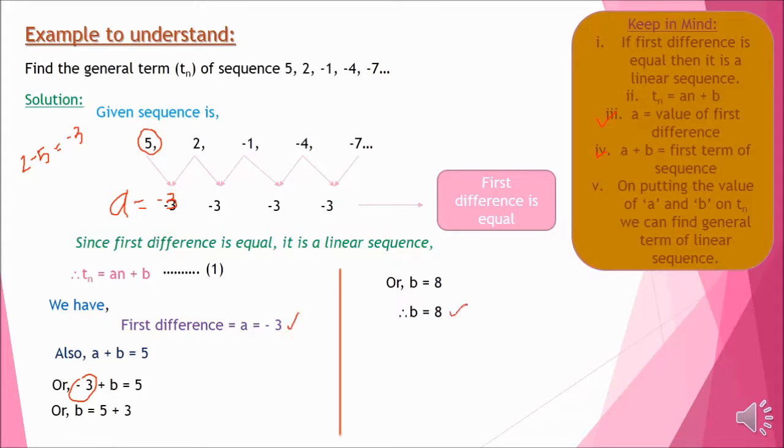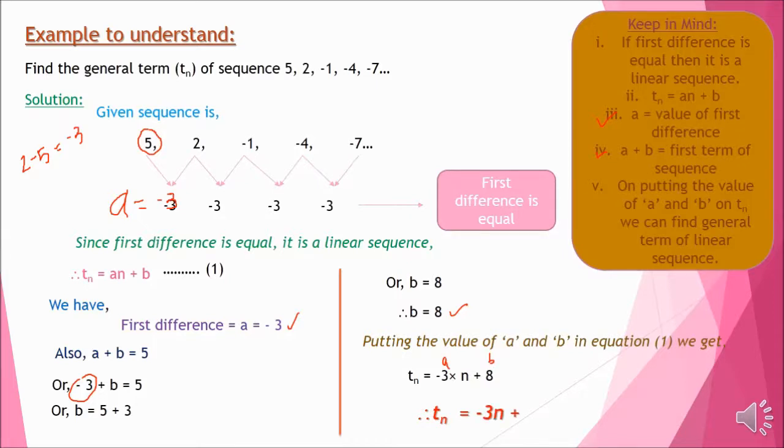We can substitute the values of a and b in equation 1. Putting the value of a as minus 3 and b as 8, therefore Tn is equal to minus 3n plus 8, or you can write 8 minus 3n also. These are the steps to calculate the general term of any linear sequence. Let's quickly move to another.